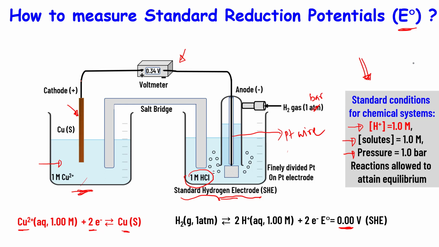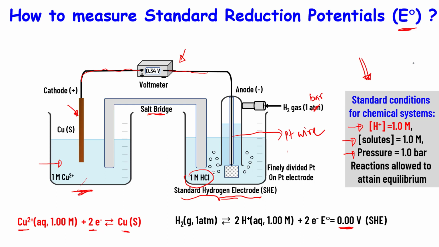Now that copper wire is going to be connected all the way to the voltmeter, because the voltmeter is a device that's going to bring these two electrodes together, and it's going to measure the movement of electrons. The electrons from one reaction to another reaction are going to move through the wire, and we're going to measure that using a voltmeter. And then if you look in the middle, you see this salt bridge.